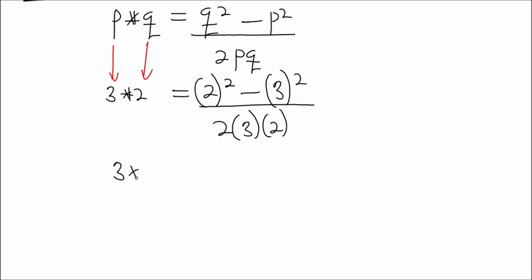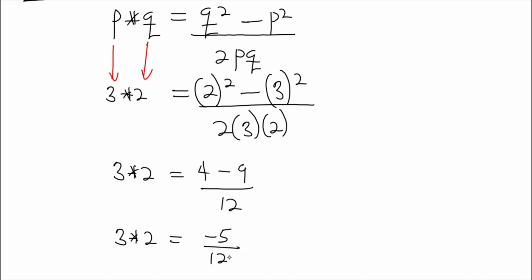So 3 star 2 is equal to, 2 squared is 4 and 3 squared is 9, divided by, when you multiply this, that is 2 times 3 gives us 6, times 2 gives us 12. So you have just 12, which implies that our 3 star 2 is minus 5 divided by 12. And this is how we find the solution to this question, that is 3 star 2 using the rule P star Q, which is equal to Q squared minus P squared, divided by 2PQ. Now let's try the second example in today's video.